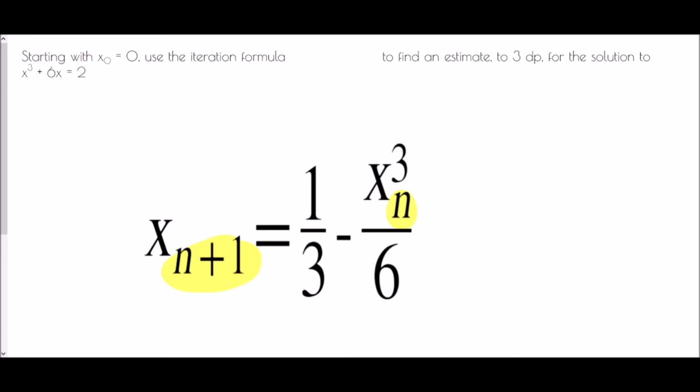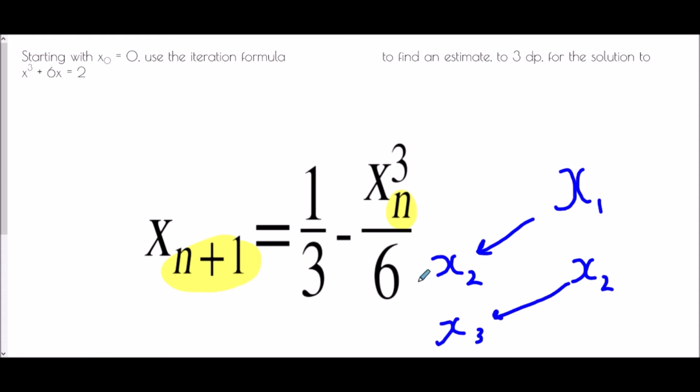So if we had x1, that would be xn, and by using the formula, it would create n plus 1, so it would become x2. It would create the second value. All that means is that we keep putting those values in, so we then put the second one in, and it creates the third, and so on. And so don't be worried about these subscripts, it just means this is the value you already knew, and this is the one that you're going to create.